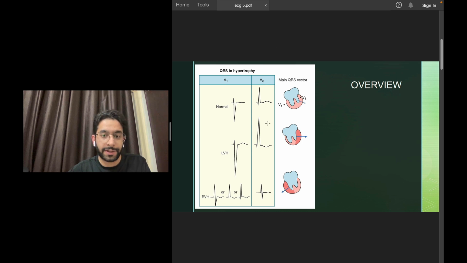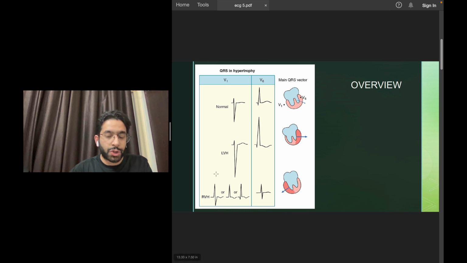In any of these situations, the R is the dominant wave in lead V1. Then take a look at the left-sided lead V6. You have a deep S wave. So a simple rule: a tall R in V1 and a deep S in V6 is right ventricular hypertrophy. Simple pattern recognition. I repeat, lead V1 and lead V6 are what you have to look at. Lead V1 showing a deep S wave and lead V6 showing a tall R wave is left ventricular hypertrophy.